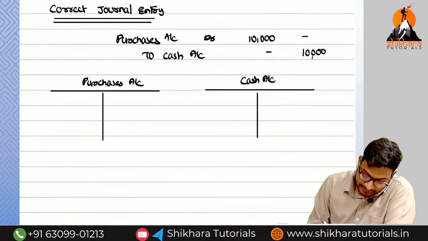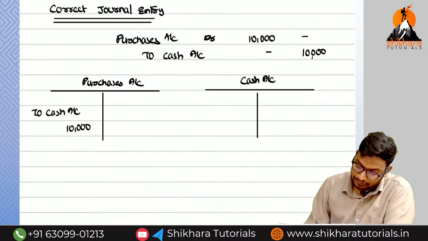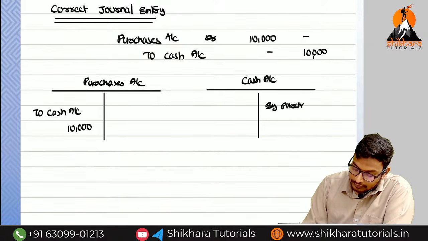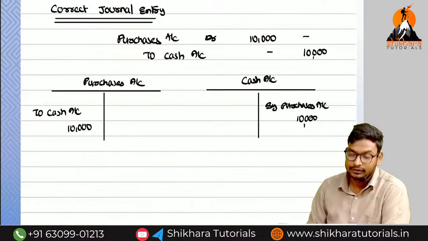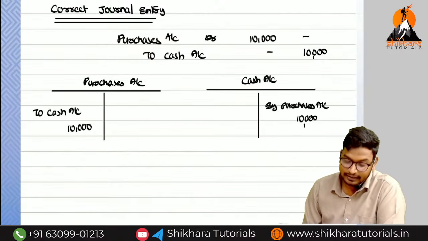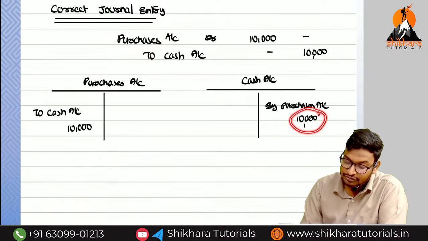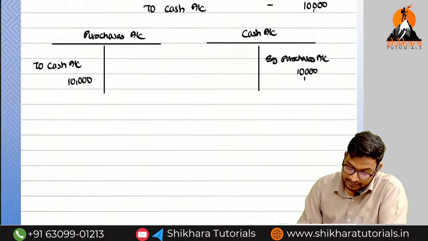Purchase account, which side do we need to record? To cash. How much? 10,000. Super. And cash account? By purchase account, how much are we going to record? 10,000. So here the purchase account is showing which balance? Debit balance. Why, sir? Debit side is more than the credit side. And the cash account is showing which balance? Credit balance, because credit side is more than the debit side.